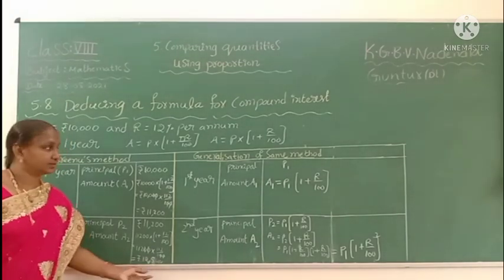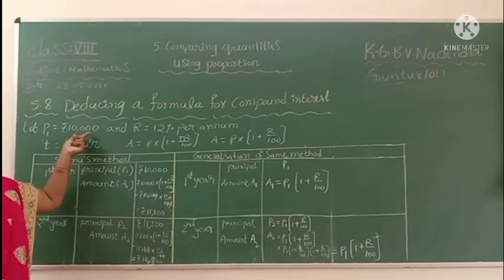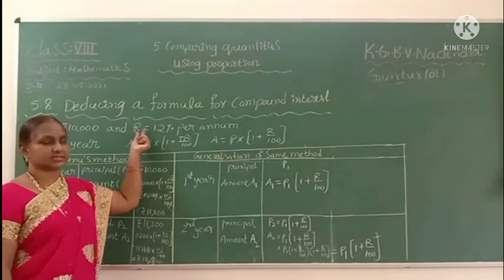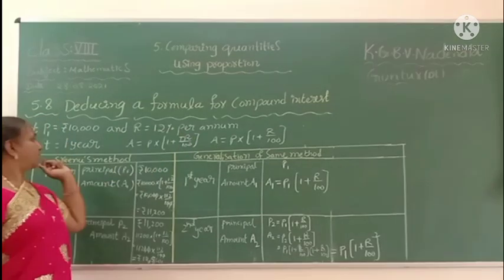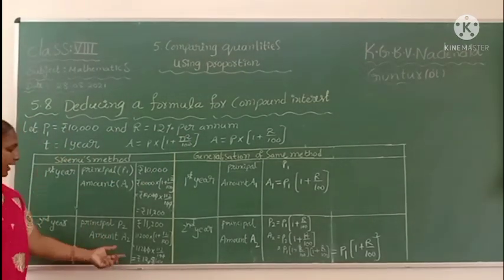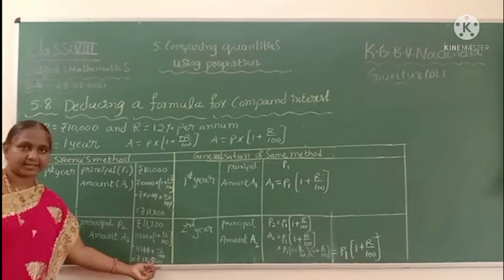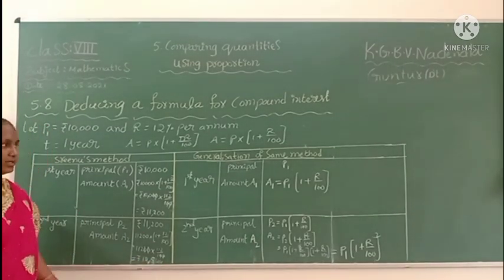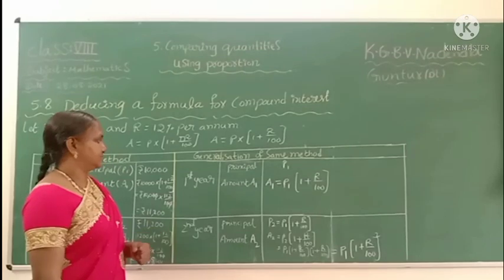12,544 rupees. For the principal 10,000 rupees and the rate of interest is 12% per annum, after 1 year, in compound interest, we have to pay 12,544 rupees. Okay. Now we generalize this.